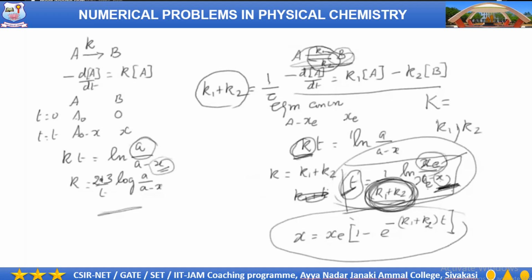Therefore, all these are related to each other. How can K1, K2 be calculated? Keep this in mind, we will work out one or two problems in this, and we will go for the next type of reaction. Take down the question: listed in the table are forward and reverse rate constants.